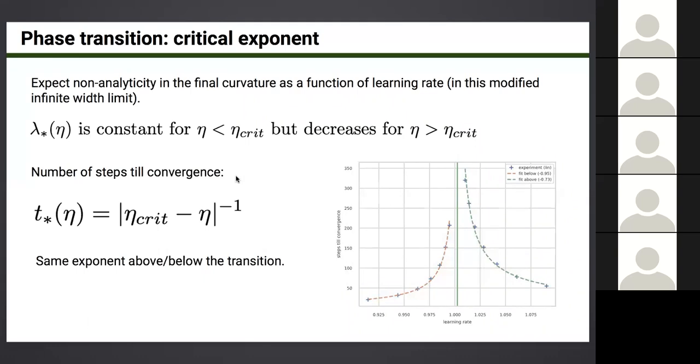If you look at some quantity like the number of steps till convergence, so T star as a function of eta, you'll find that, at least in the simple model, on both sides of the transition you get a critical exponent for that dependence. You see this in the plots, although some of the numbers are so-so. On both sides of the transition you get the critical exponent of -1, and you see that in the numerics, which are done on the toy model.